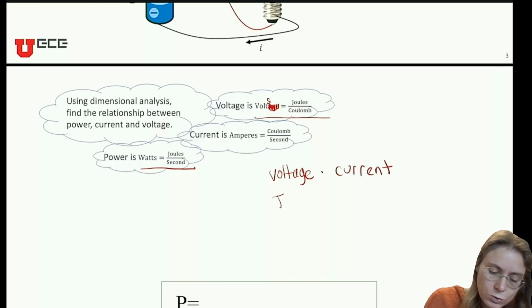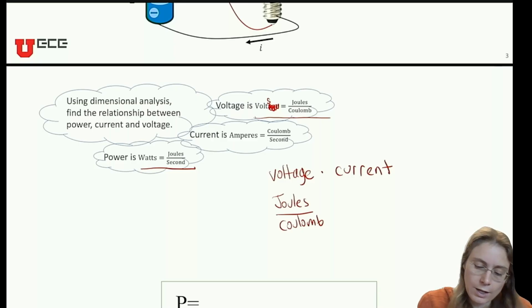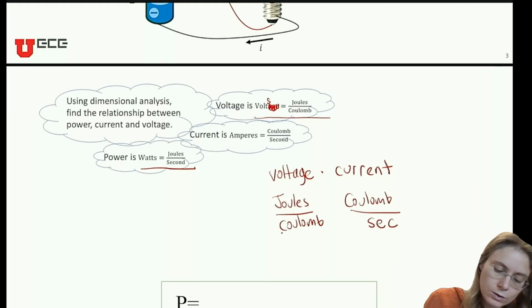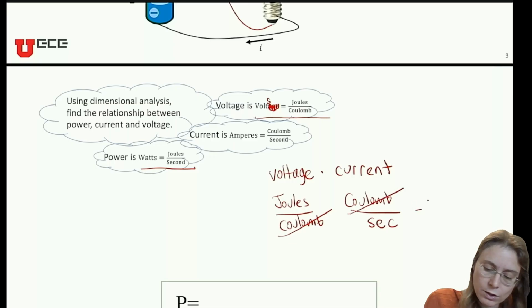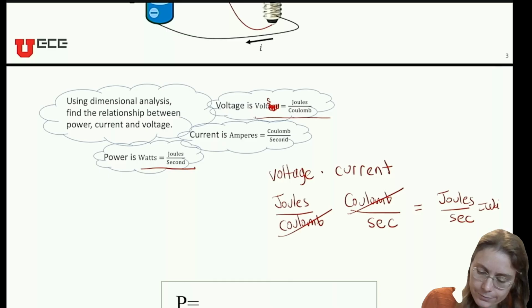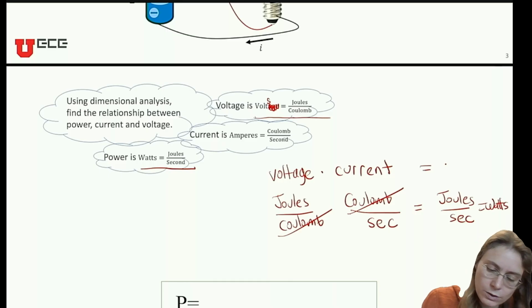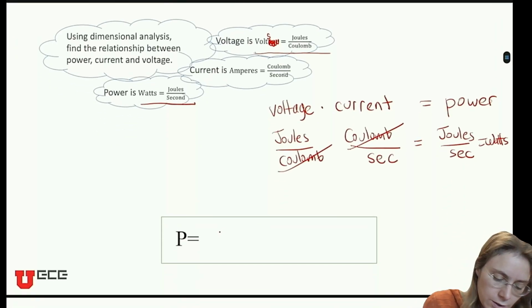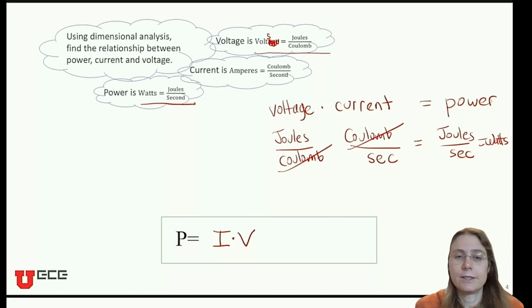units-wise, I see that's joules per coulomb and coulomb per second. So the coulombs cancel, leaving us with joules per second, which is watts. So therefore, power is equal to voltage times current. So usually that equation is written as P equals I V, because I stands for current, and V stands for voltage, and P stands for power.